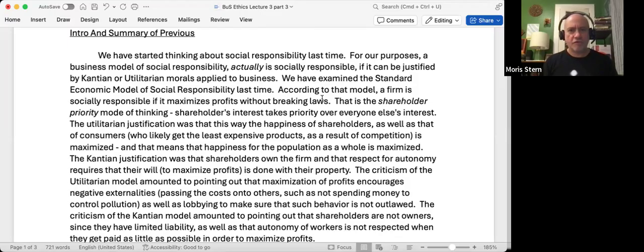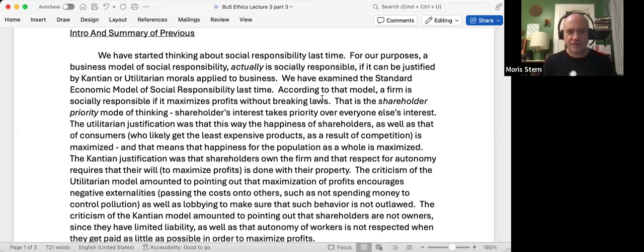According to that model, a firm is socially responsible if it maximizes profits without breaking laws. That is the shareholder priority model of thinking. Shareholders' interests take priority over everyone else's interest. The utilitarian justification was that this way the happiness of shareholders as well as that of consumers who likely get the least expensive product as a result of competition is maximized. And that means that happiness for the population as a whole is maximized, since everyone in the population is a consumer, right?